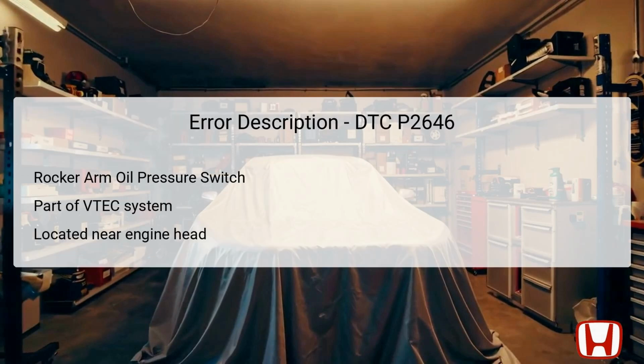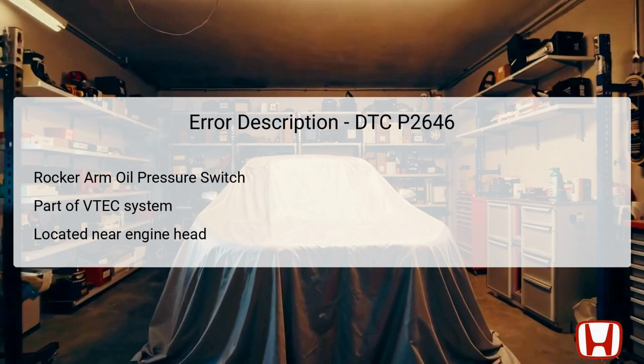The error associated with DTC P2646 refers specifically to the rocker arm oil pressure switch, which is integral to the engine's variable valve timing and lift electronic control, or VTEC system. This switch monitors oil pressure to determine whether enough pressure is present to allow the VTEC system to operate correctly.